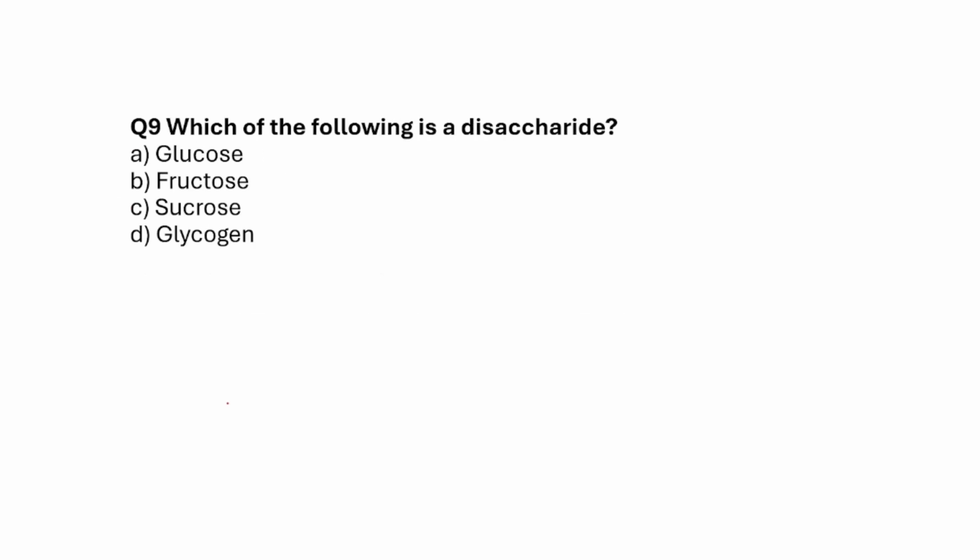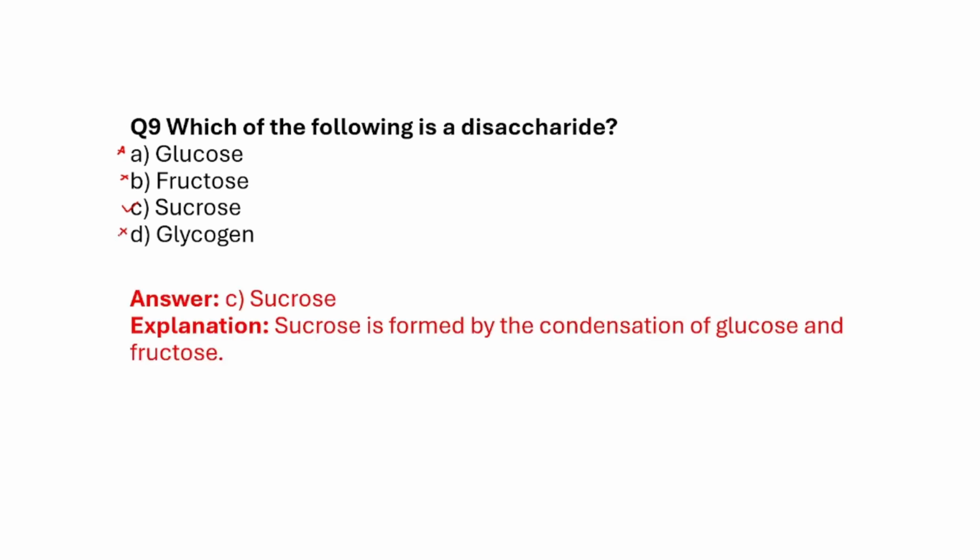Which of the following is a disaccharide? Glucose, of course it's not, it's a monosaccharide. Fructose, it is also a monosaccharide. Sucrose is a disaccharide. Glycogen, no, it is a polysaccharide. Sucrose is formed by the condensation of glucose and fructose. So this is very important. The subunits of sucrose are glucose and fructose.